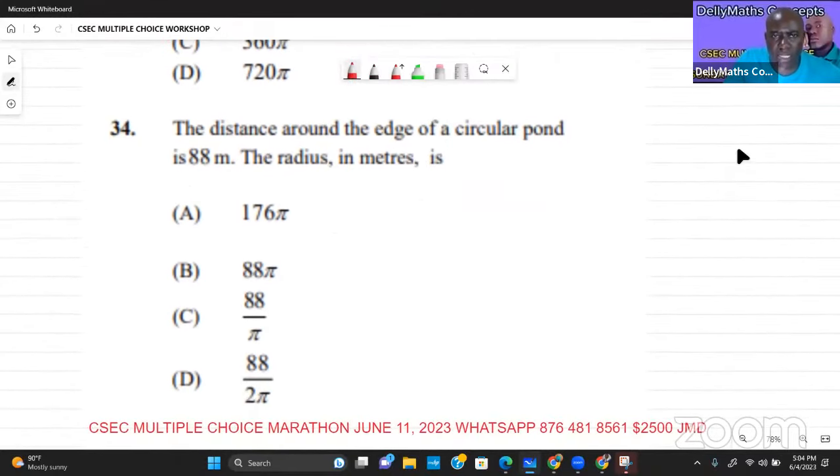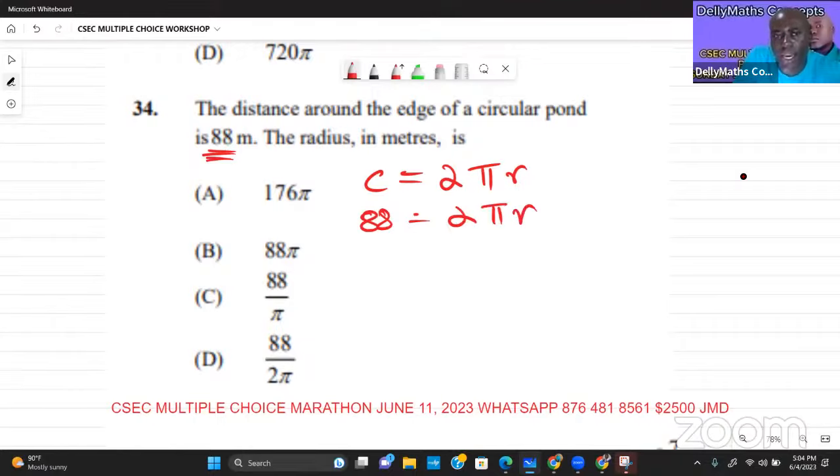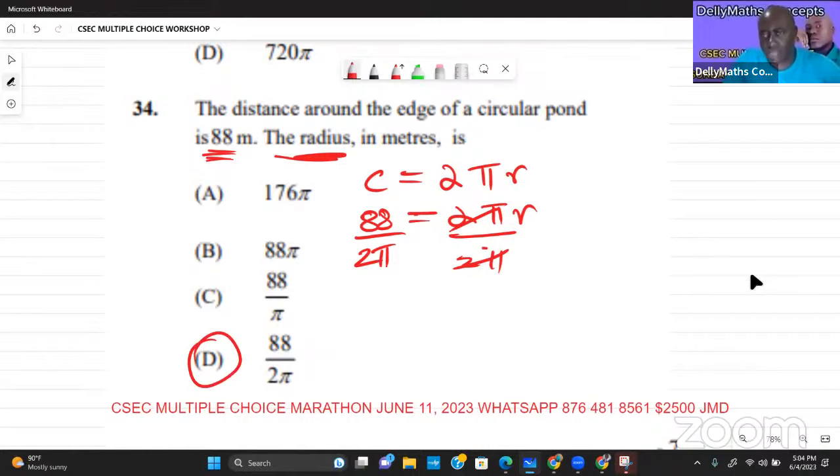All right. The distance around the edge of a circular pond is 88. The radius in meters is what? Circumference is equal to 2 pi r. Circumference is 88. So 88 is equal to 2 pi r. And the radius is what I want. So I'm going to divide both sides by 2 pi. So you're doing regular math. So 88 over 2 pi would be the answer, based on what we got here.